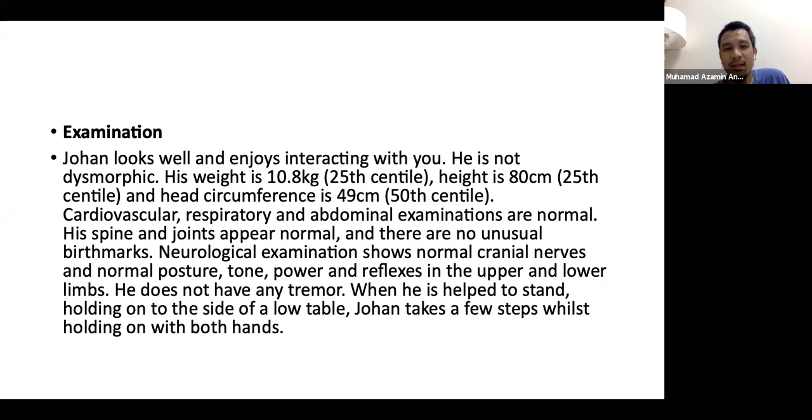CNS, CVS, respiratory, abdominal examination are normal. His spine is normal, joints are normal, and there's no neurocutaneous mark, no birthmarks. Neurological examination, cranial nerves, no issues, normal. Posture normal, tone normal, power normal, reflexes normal in the upper and lower limbs.